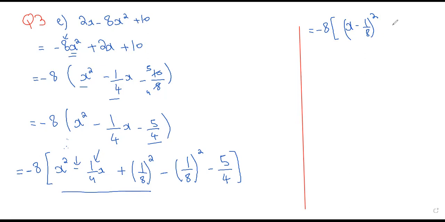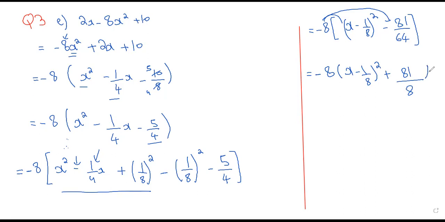Plus minus 5/4. So this would be minus 81/64. And now I'll be multiplying it with this term and with this term. So this would become minus 8 x minus 1/8 squared plus 81/8. Okay. This is going to be the answer, right? Yeah. Okay.